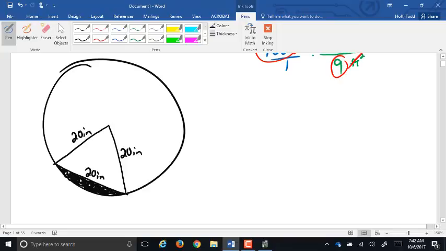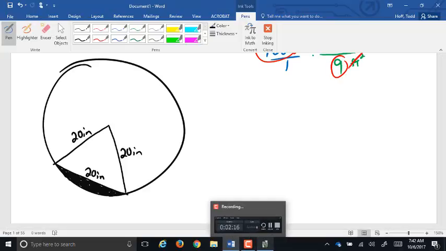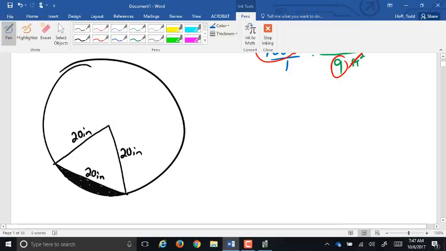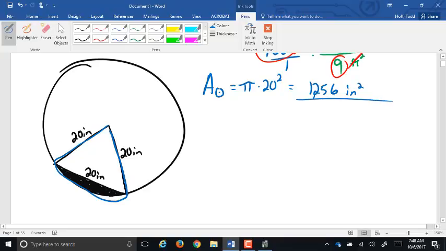I'm going to try this one. Find the area, just the area, not perimeter, of that shaded piece. I'll give you a few minutes. Okay, so we're going to start by finding the area of that sector. To find the area of the sector, of course, we're going to find the area of the whole circle, which is pi times 20 squared, 1,256 inches squared. That's the area of the whole circle.